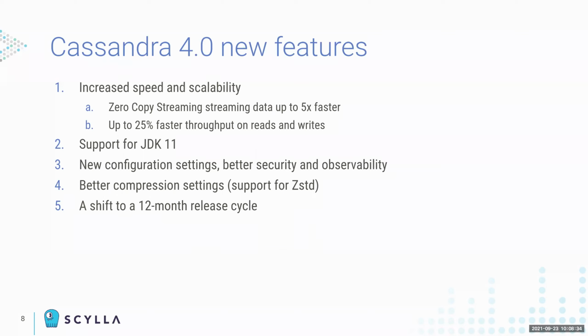Of course, there are some new configuration settings, better security settings, and observability. They have introduced new compression settings, new compression algorithms. And the final point is that Cassandra 4 was released after 6 years of development of Cassandra 3.0. So now the developers have shifted into a 12-month release cycle. So we'll see how well it goes, but it will mean better releases of Cassandra more often.